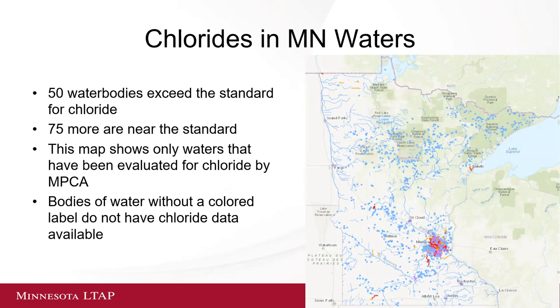But don't let this map fool you, because just because a body of water is not shown in color other than blue doesn't mean it isn't impacted by chloride. It just means it hasn't been tested yet. There's no chloride data available. And you can look at this map and see how much water we have in Minnesota. It's a great undertaking to try to get out and test all of these bodies of water for chloride.